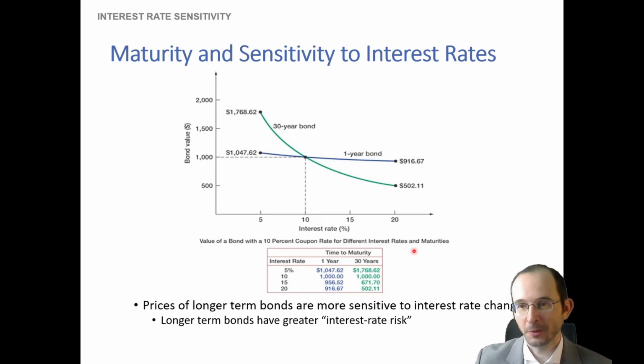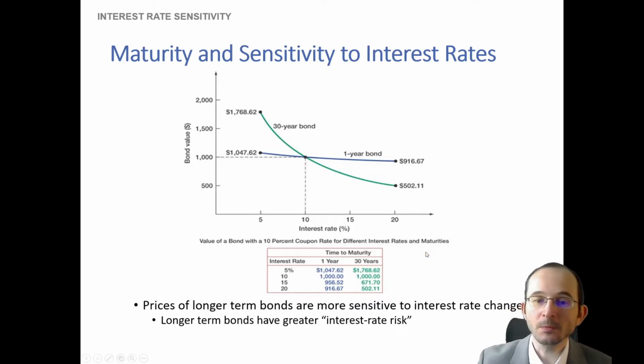And furthermore, you can already see the idea of convexity here. We see that the relation between the bond's values if the interest rate falls versus if it rises is not linear. It is actually convex. So the bottom line is that longer-term bonds have much greater price variation due to interest rate changes, and therefore we can say that they have greater interest rate risk.